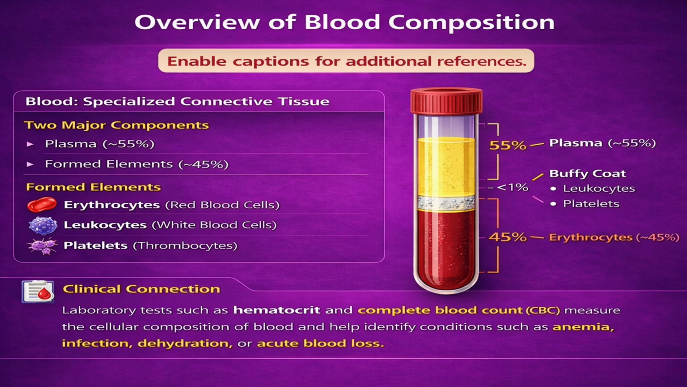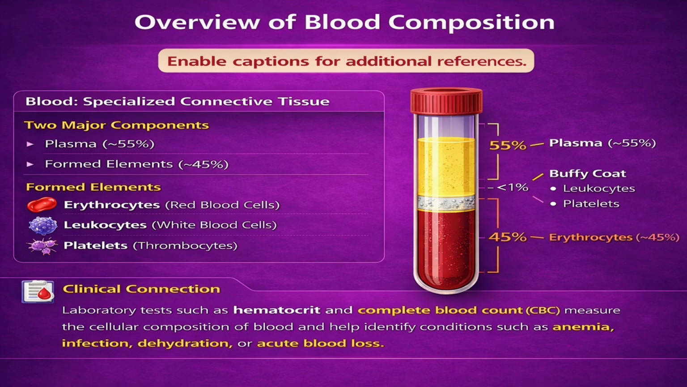Plasma is the liquid portion of blood and serves as the medium in which dissolved substances such as electrolytes, nutrients, hormones, proteins, and metabolic waste products are transported throughout the body. Suspended within the plasma are the formed elements, which make up roughly 45% of blood volume. These formed elements represent the cellular portion of blood and consist of three primary types.